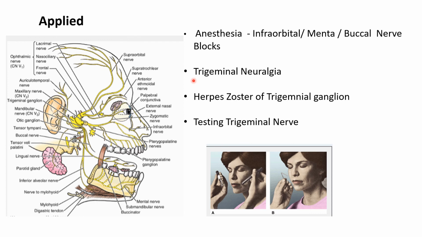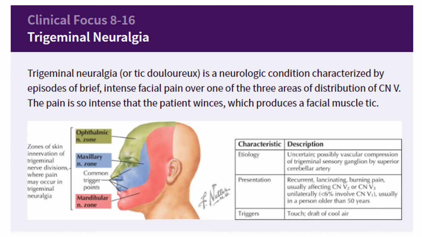Then again, another disorder which is seen because of the trigeminal nerve is trigeminal neuralgia. Now, what is trigeminal neuralgia? It is a neurologic condition in which something happens to the trigeminal ganglion, usually said to be compression by some blood vessel, but it is still not clearly known. As a result there is an excruciating, burning pain in one of the divisions of the trigeminal nerve. Usually the maxillary zone is involved.